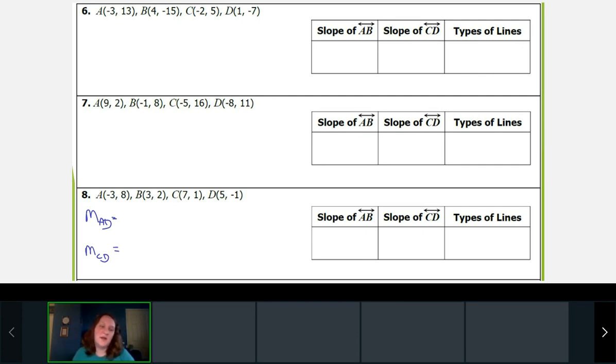Okay, so we're calculating the slope of AB and CD. You can use your graphing and count the blocks, or you can use your formula. I'm going to start putting mine on the board too, so we can compare in a minute.